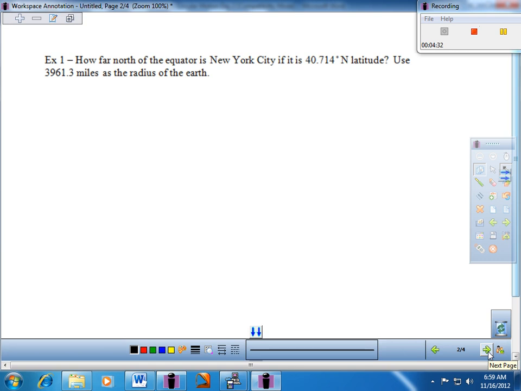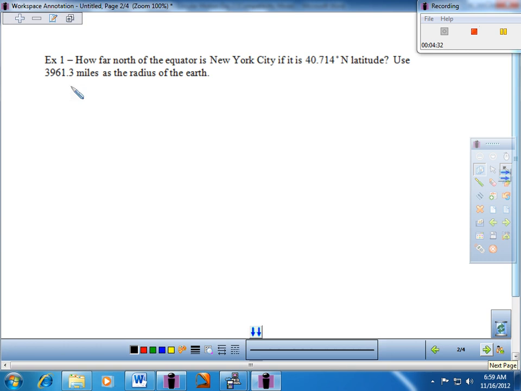degrees north latitude, and use 3,961.3 miles as the radius of the Earth. So although the Earth is not perfectly spherical, it's close enough where we can use an agreed upon radius. And I looked online. This is the most recent and the most accurate that I found. So we'll go with this one, 3961.3 miles is the radius of the Earth.